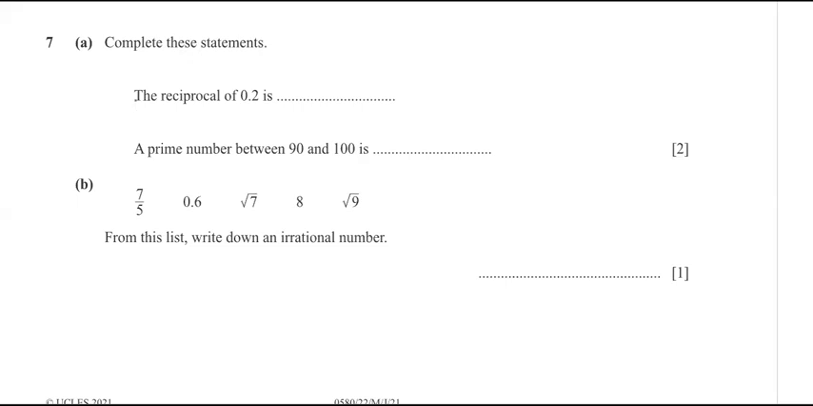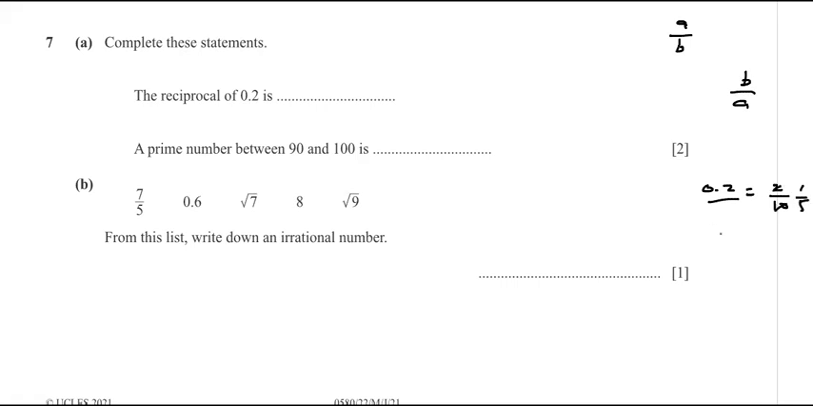Now, complete these statements. The reciprocal of 0.2. Now, how do we take reciprocal? For reciprocal, for example, if you have A over B, its reciprocal will be B over A. So if you want the reciprocal of 0.2, we can write 0.2, if we eliminate the decimal, as 2 over 10. 2 over 10 in the lowest form is 1 over 5.